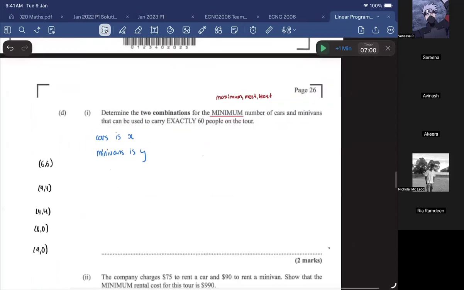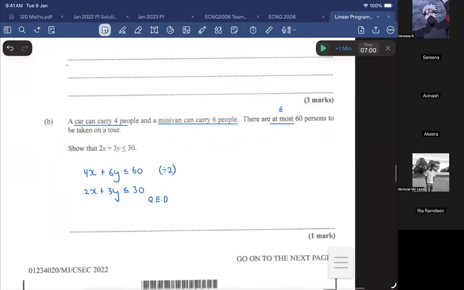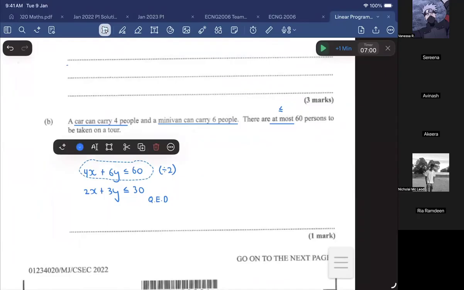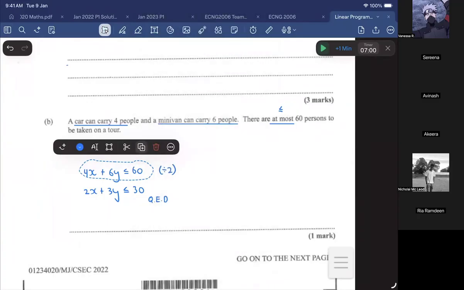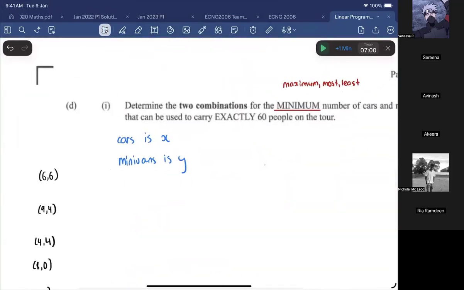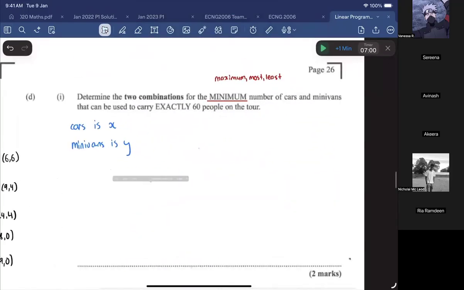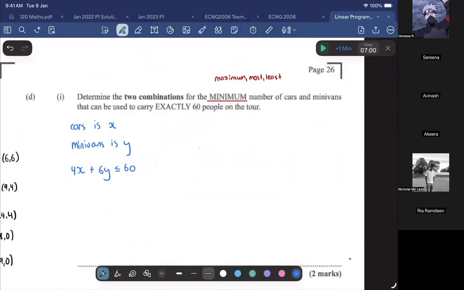Nice. And we wanted to figure out the two combinations that could be used to carry exactly 60 people. In the prior part, we came up with an inequality for that: 4x plus 6y is less than or equal to 60, and we actually simplified that. But we're going to make a slight change to that in this question. Now, in this question, it says to carry what? Somebody tell me.